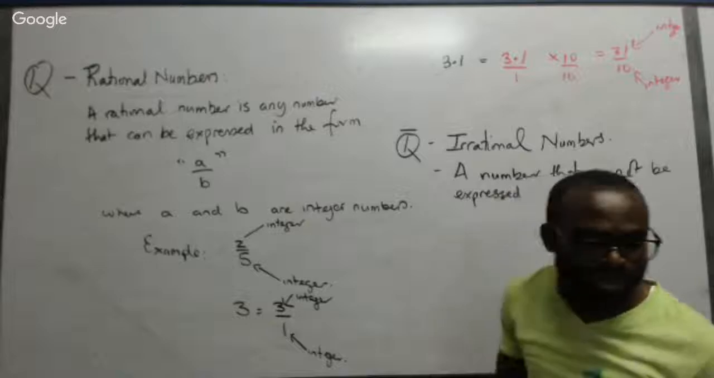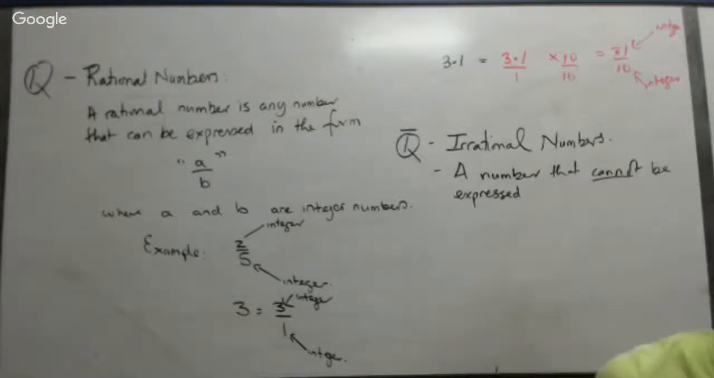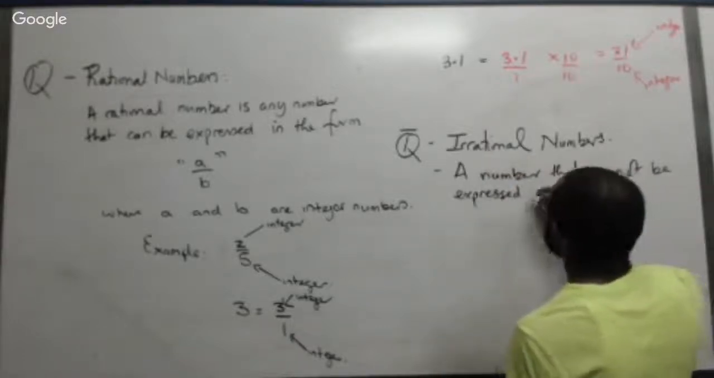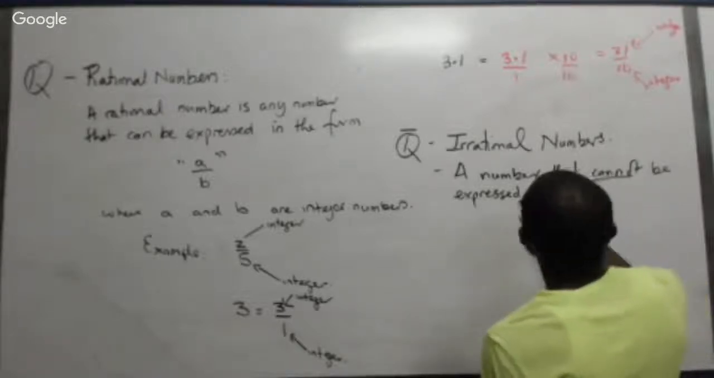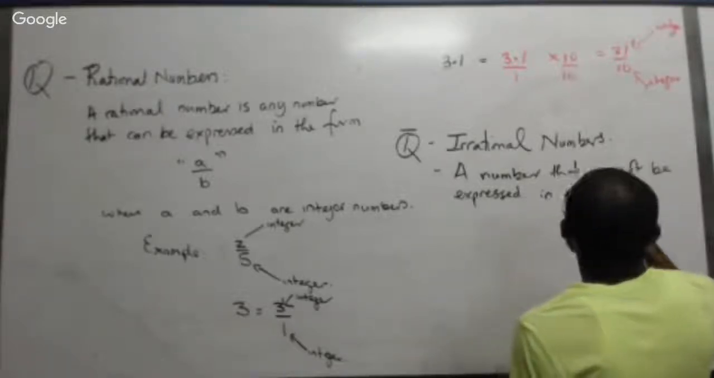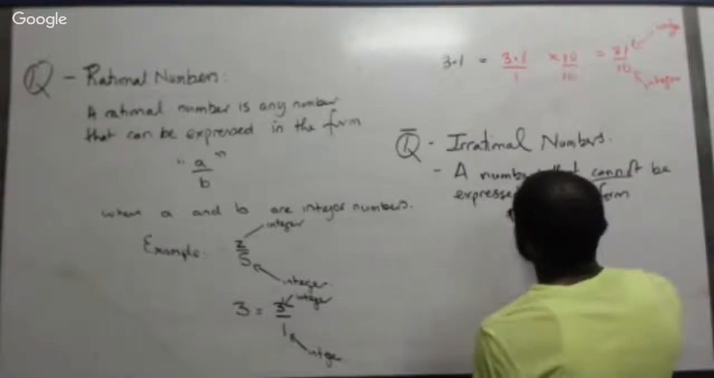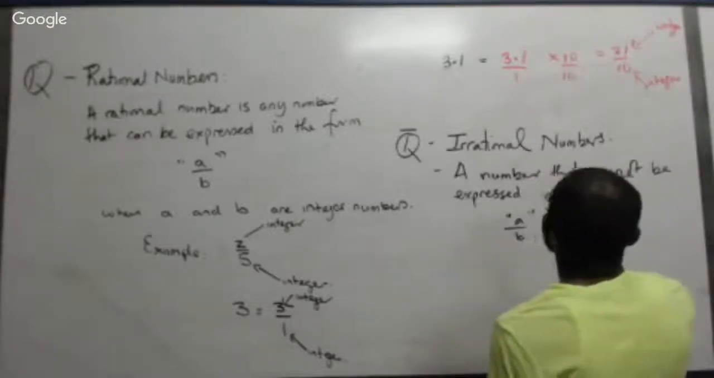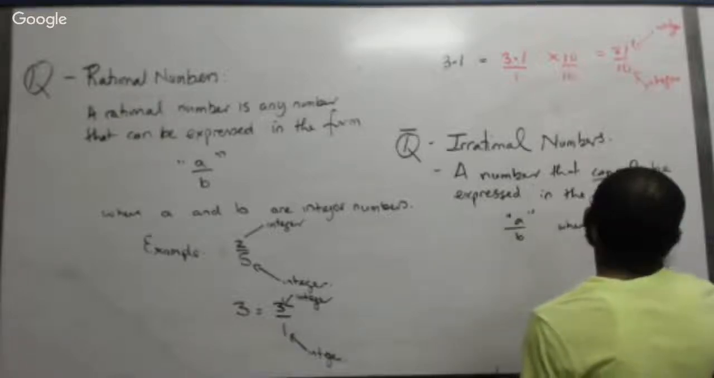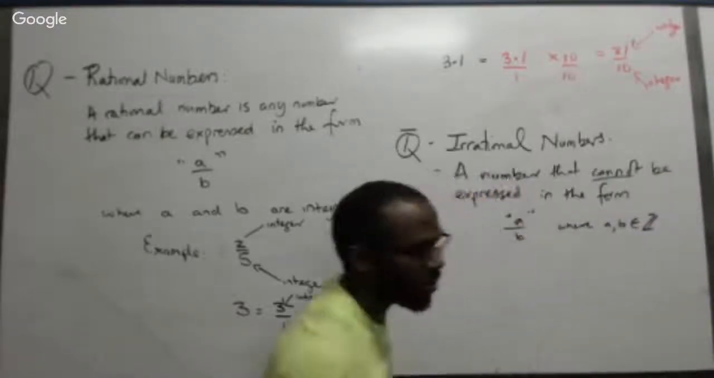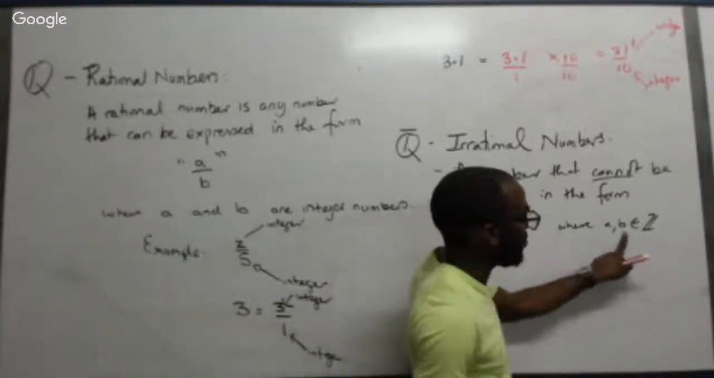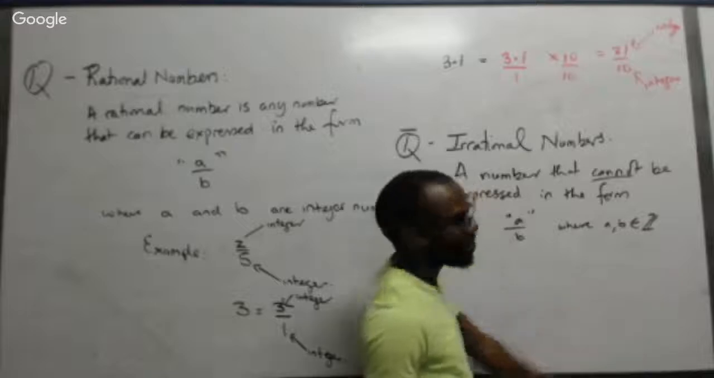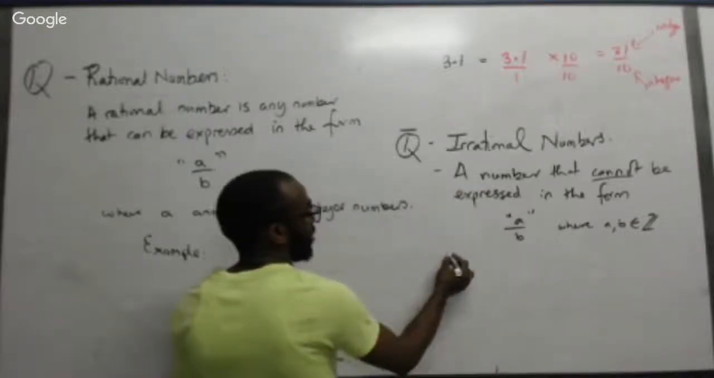You will not simply say "as a fraction" in the exam because the examiner needs a little bit more detail here. A number that cannot be expressed in the form A upon B, where A and B are integers. Fair enough? And we can always interpret this as A, B being an element of the set of integers. Example?